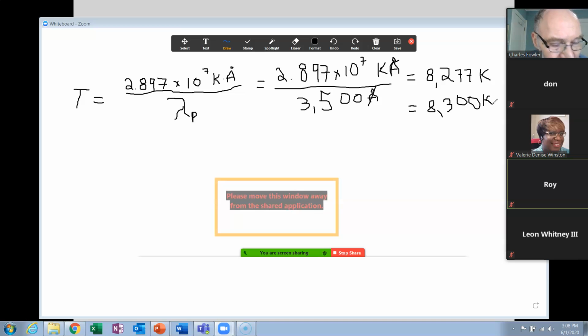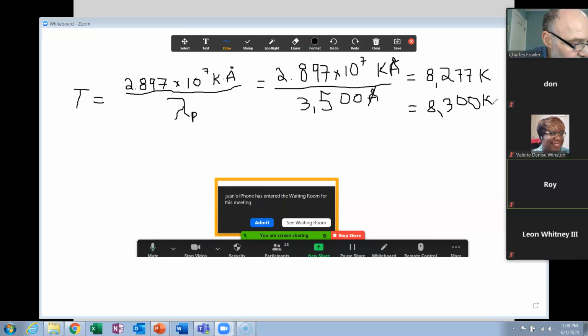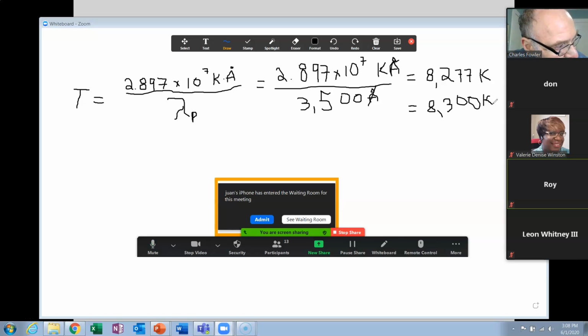It was right around 5,800 K, if my memory's right. You can go back in the book and look at that. It's near 6,000 K is what it says. My memory is right around 5,800 is what they said.